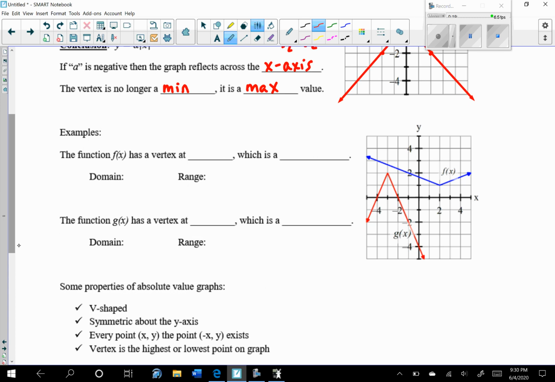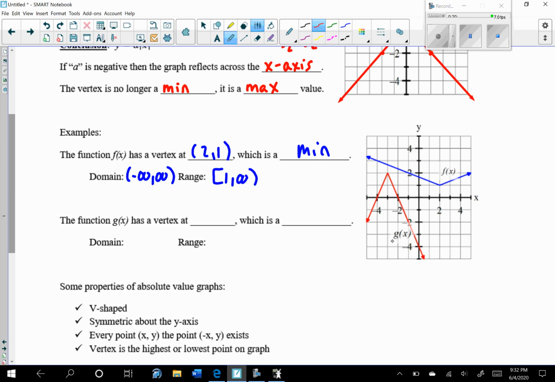So here it says the function f of x has a vertex at, so if we look at our graph here, the vertex is at 2, 1. Is it a maximum or a minimum value? This is the lowest point on the graph, so it's a minimum. The domain for this is all real numbers because we can plug anything in for x. The range starts at the lowest y value of 1, so bracket 1 to infinity. And I guess I should have used the blue because it's the graph in blue.